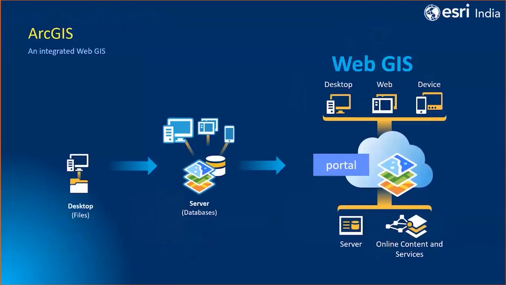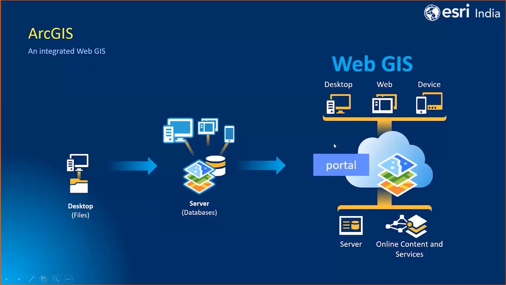So when we talk about Maps for Office, earlier we used to work with a desktop-based system where only files were there. Then it evolved into a platform-based app, enhanced to the server-based environment, where some people are still connected to a database. But now Esri has evolved with the WebGIS environment, where you can have desktop-based, web-based and device-based apps linked with a common environment, with online content and services coming into a centralized system.